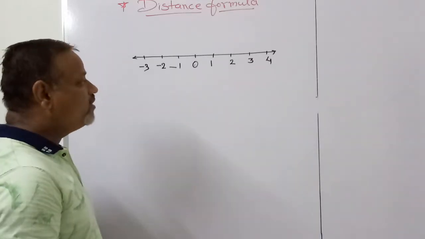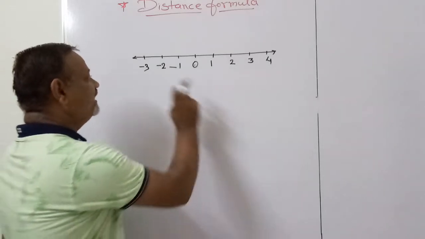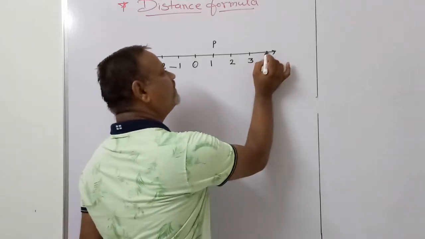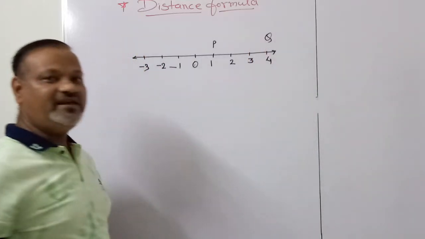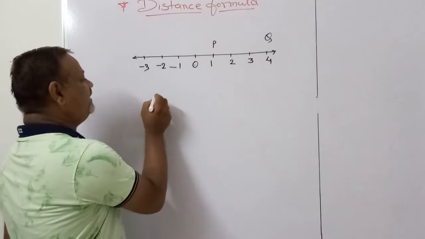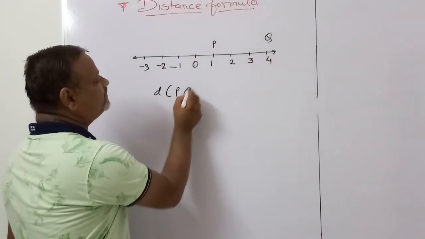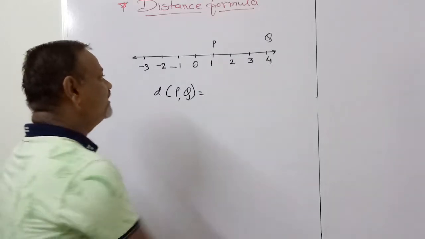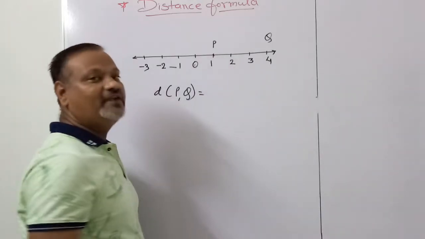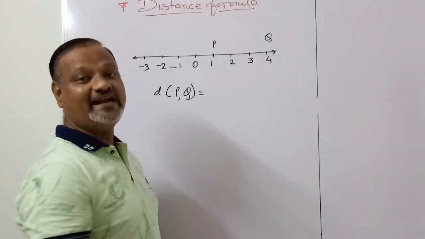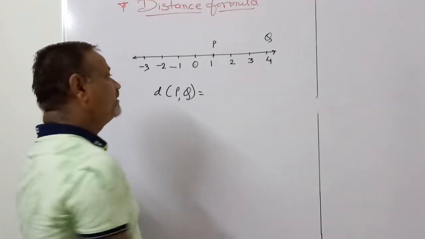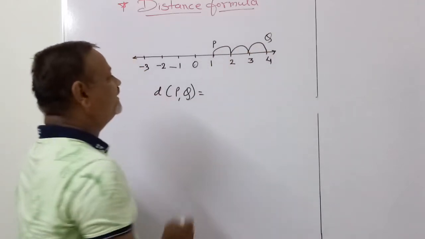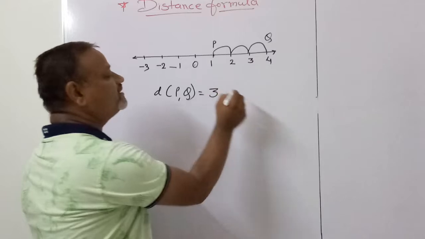Now in the third standard, if I consider this is the point P and this is your point Q, naturally we can find the distance between P and Q, given by distance PQ. We start from here and go unit-wise on the right side. The first unit we go, this is 1, 2, 3. So the distance between PQ is nothing but 3.